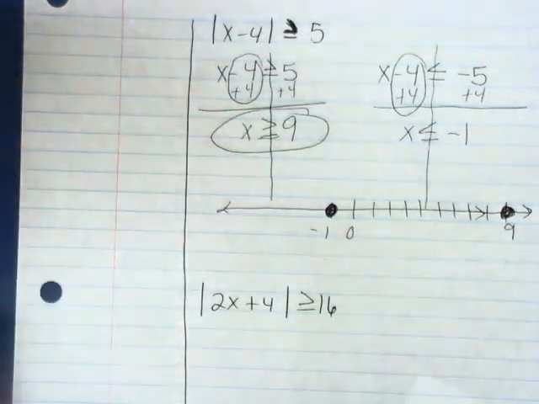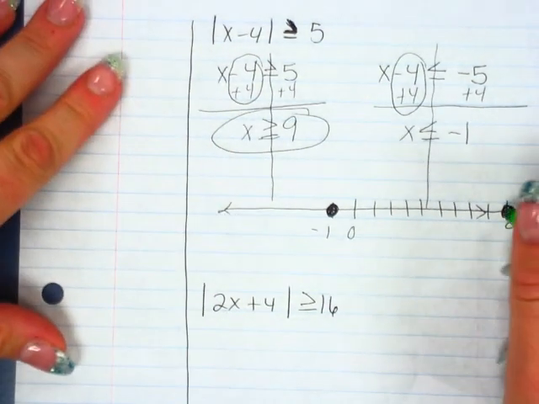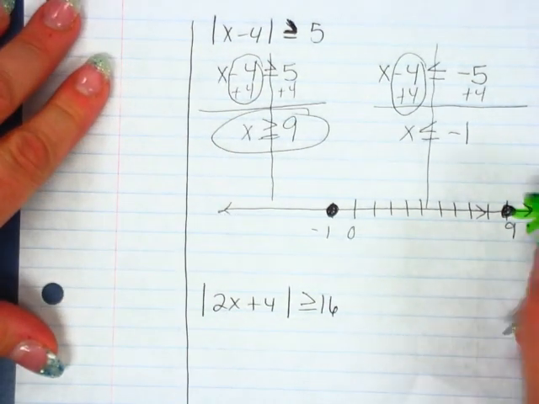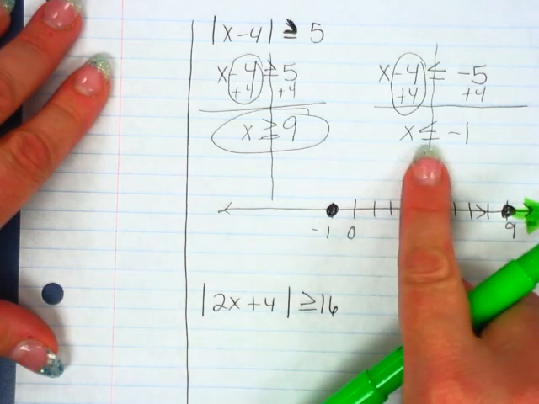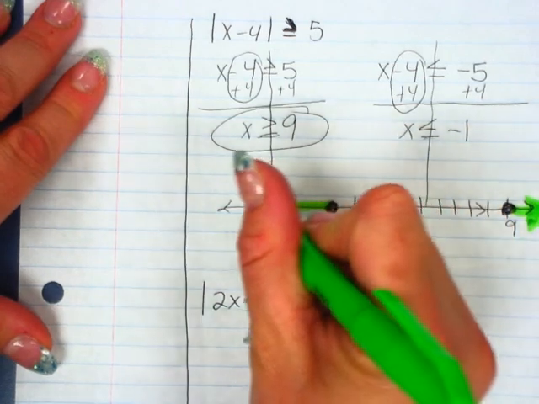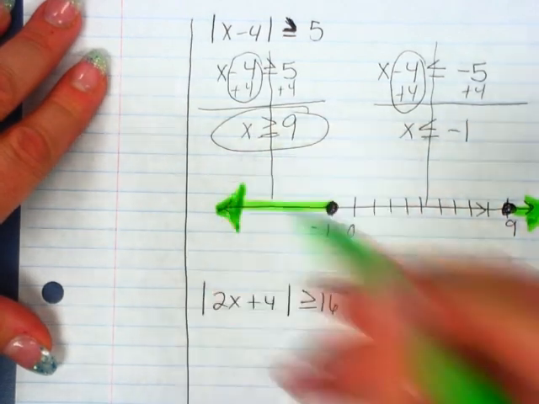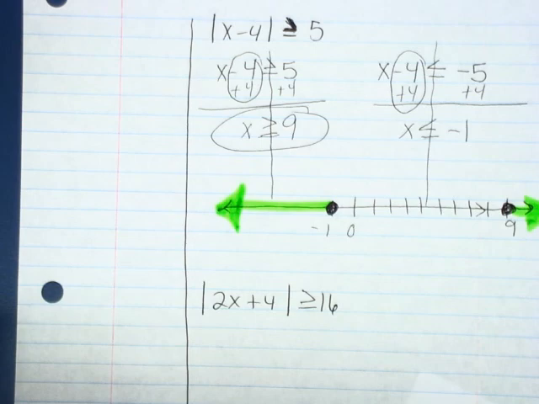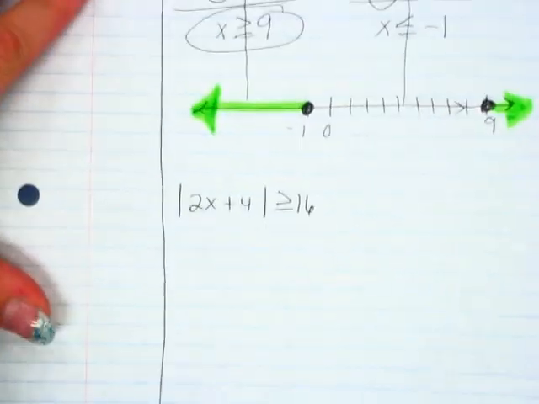X is greater than 9. I'm looking at 10, 11, 12. That's a disjunction, it looks like, possibly. Goes in that direction. X is less than negative 1. Less than negative 1 would go this way, like negative 2, negative 5. So we're looking at that disjunction. Let's try one more.